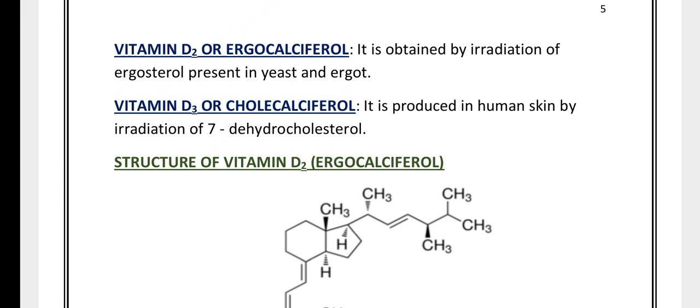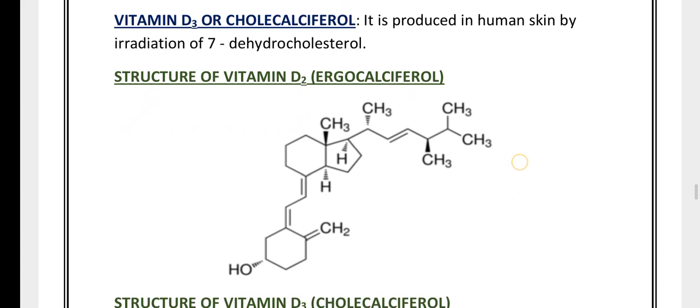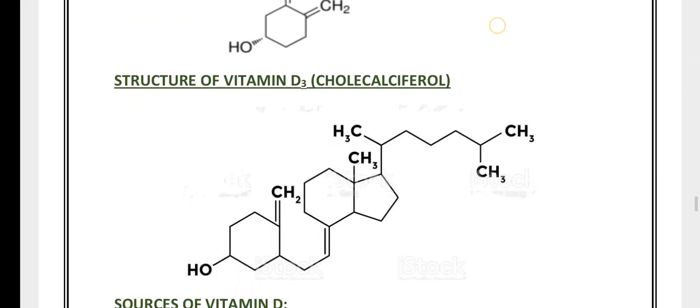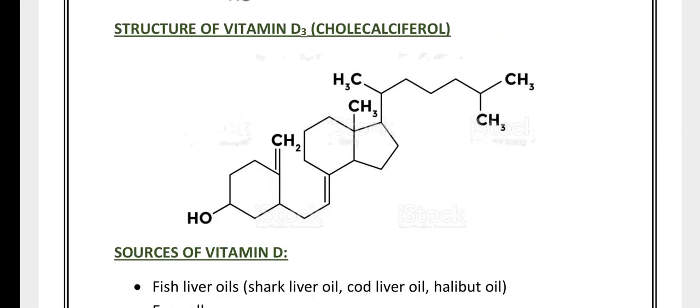First, vitamin D2 or ergocalciferol. It is obtained by irradiation of ergosterol present in yeast and ergot. Vitamin D3 or cholecalciferol is produced in human skin by irradiation of 7-dehydrocholesterol. So this is the structure of vitamin D2 or ergocalciferol, and this is the structure of vitamin D3 or cholecalciferol.